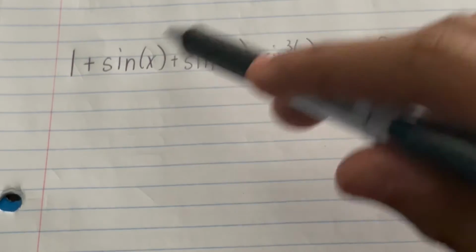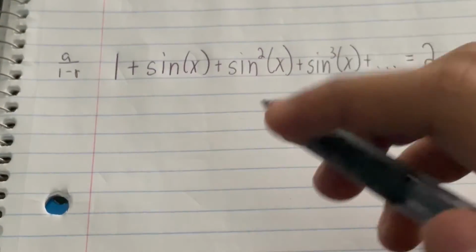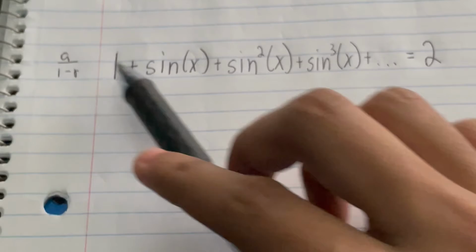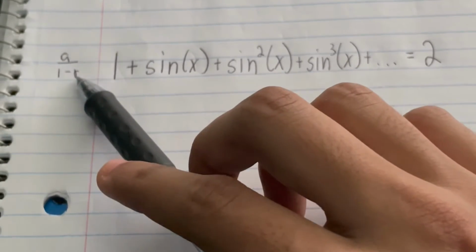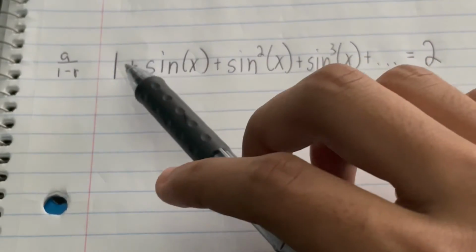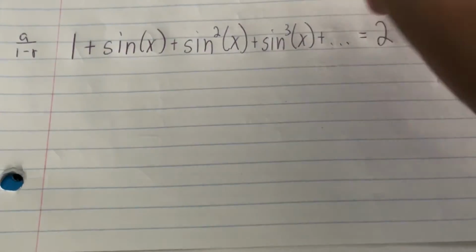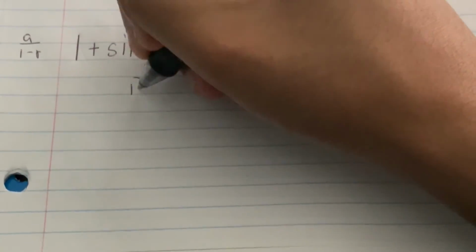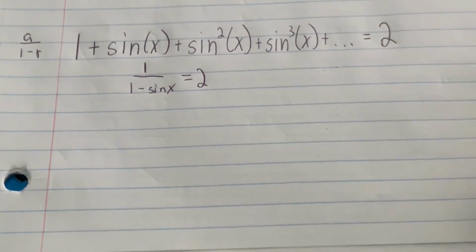So we can rewrite this left-hand side using the equation that you might know, a over 1 minus r. Now what that means is a is the first term in the series. In this case, that is 1. And r is the common ratio between the terms, and in this case, as we said before, it's sine of x. So we can rewrite the whole left-hand side as 1, because that's our first term, over 1 minus sine of x, like that. The right-hand side is still the same, 2.